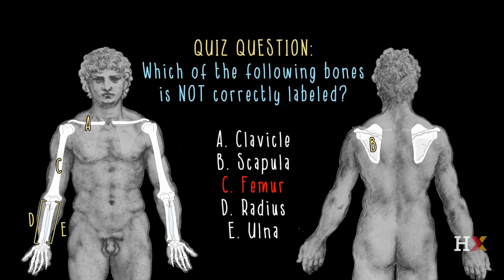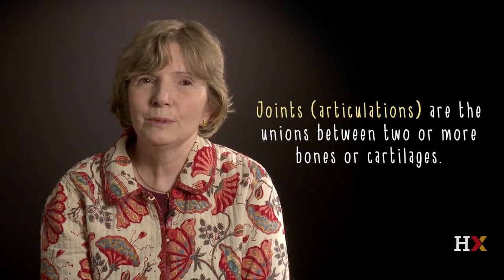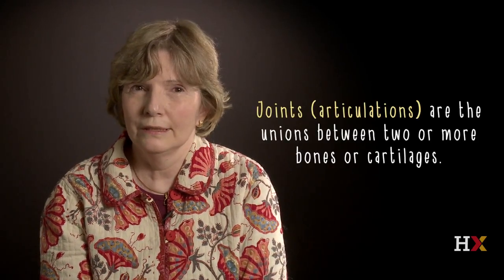And the answer is C, incorrectly labeled. So the bone of the brachium, the single bone of the brachium, is the humerus. The femur is the single bone of the thigh. Joints are defined as the unions between two or more bones or cartilages.